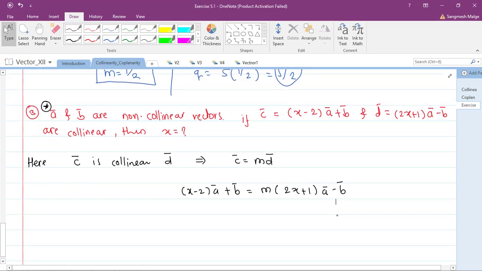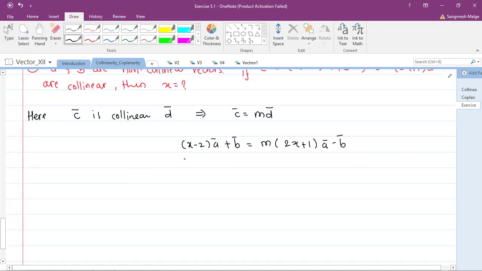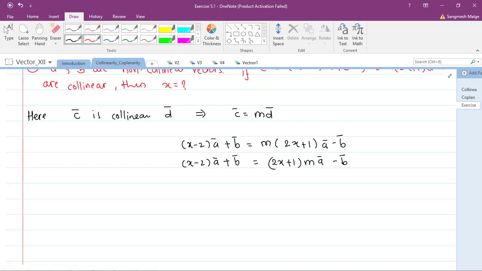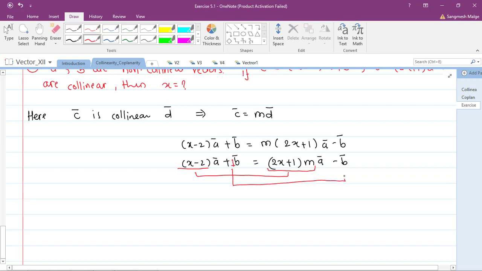Now open the bracket. So x minus 2 a bar plus b bar, if these two vectors are equal, then equate the coefficients of a bar and b bar. That is m times 2x plus 1 a bar minus b bar. Now equate the coefficients of a bar and b bar. So x minus 2 equals m times 2x plus 1, and what is the coefficient of b bar? It is 1, so 1 equals minus 1.